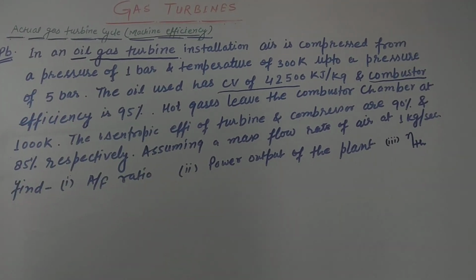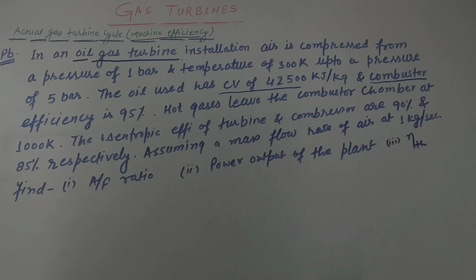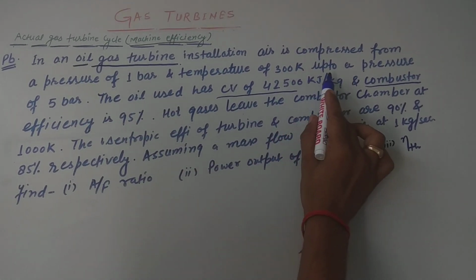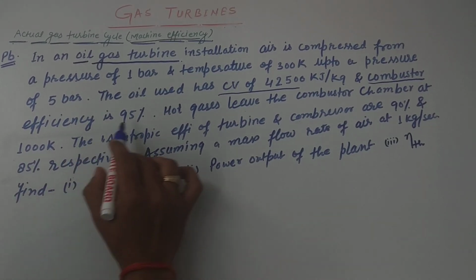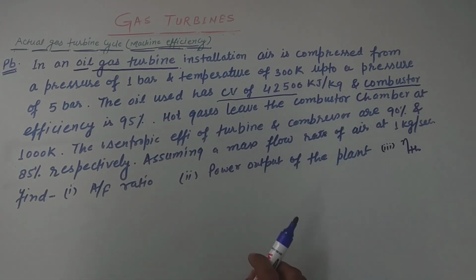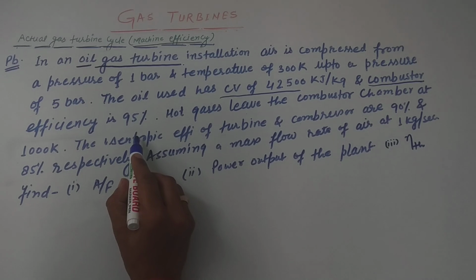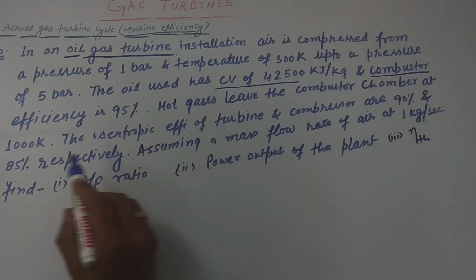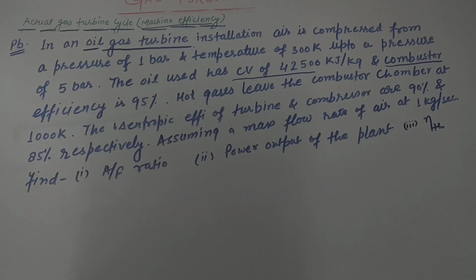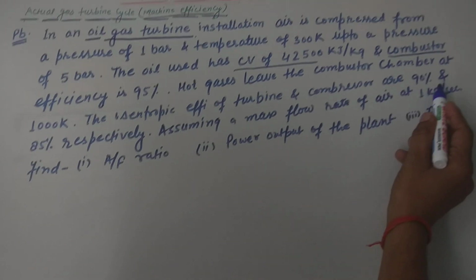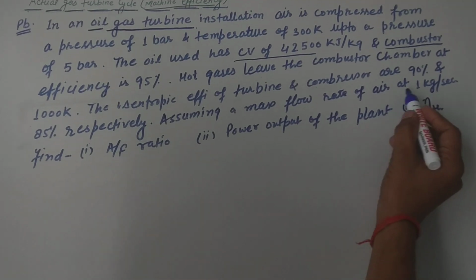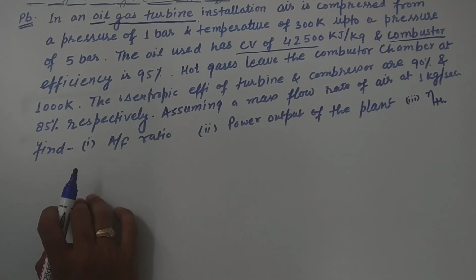In an oil gas turbine installation, air is compressed from a pressure of 1 bar and temperature of 300 Kelvin up to a pressure of 5 bar. The oil used has a calorific value of 42500 kJ per kg and the combustor efficiency is 95%. The hot gases leave the combustor chamber at 1000 Kelvin. The isentropic efficiencies of the turbine and compressor are 90% and 85% respectively. Assuming the mass flow rate of air is 1 kg per second, find the air fuel ratio.